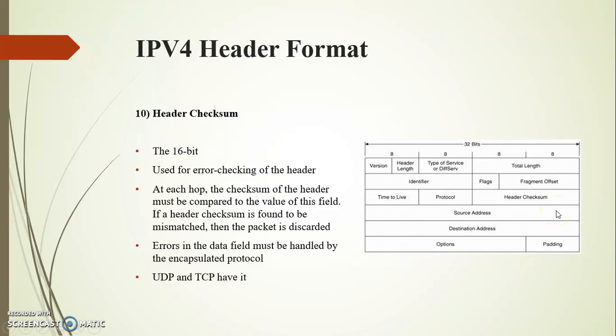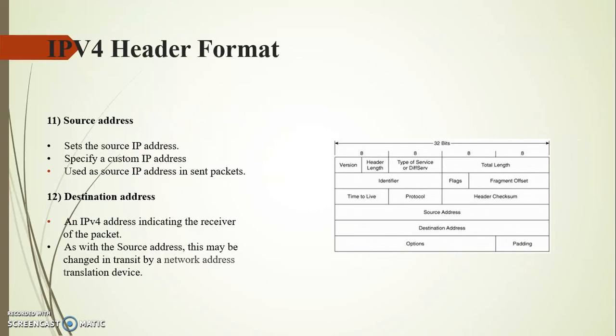Then the source address. The source address is 32 bits, which tells the address of the source. It sets the source IP address. You can specify a custom IP address to be used as the source IP address in sent packets. Then the destination address. It is 32 bits, which gives the address of the destination to which the IP packets have to be sent. As with the source address, this may be changed in transit by a network address translation device.